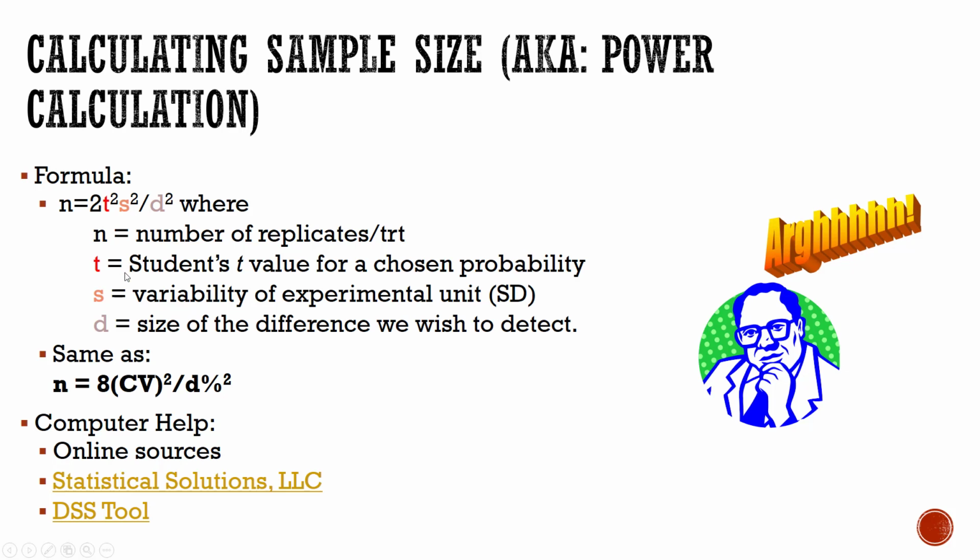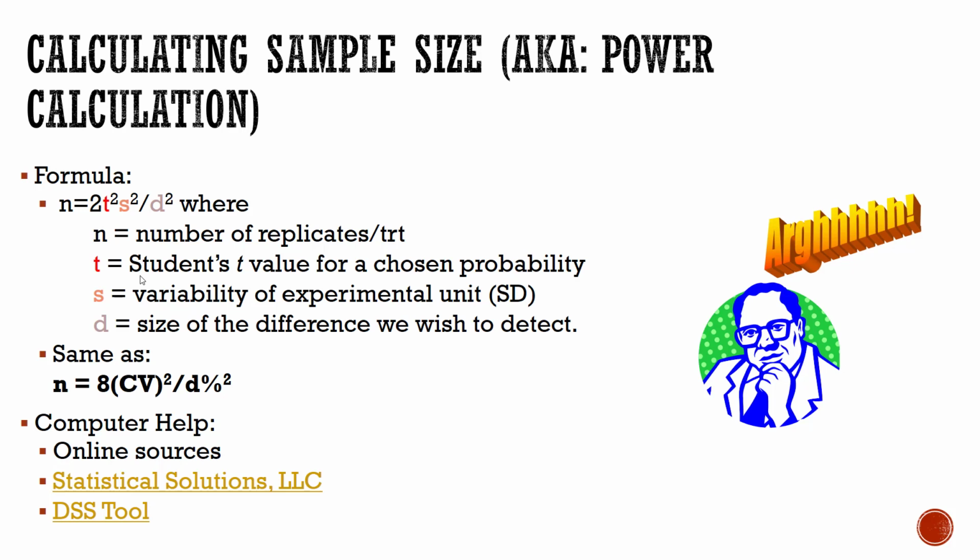T refers to the student's t-value for a chosen probability, and student's t-value is something that we discussed in the statistics section. S refers to the variability of the experimental unit, and variation in most cases is going to be expressed by the standard deviation term. And then D is going to be the size of the difference that we hope to detect.